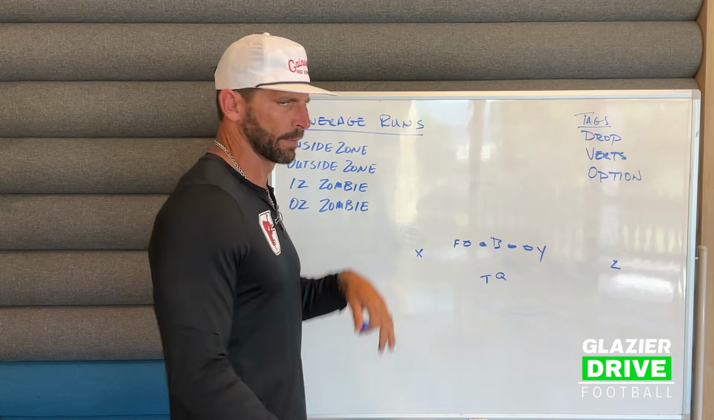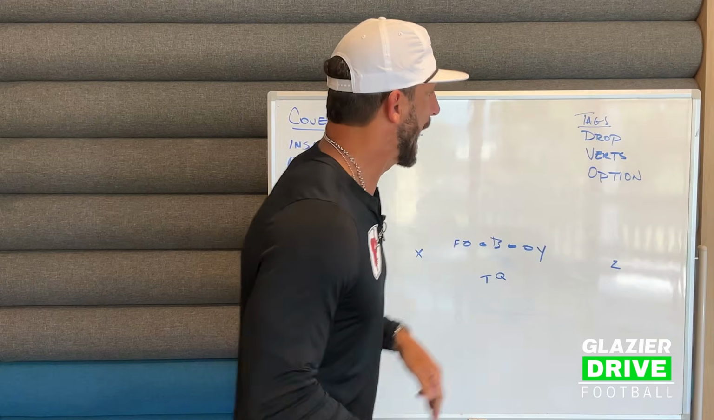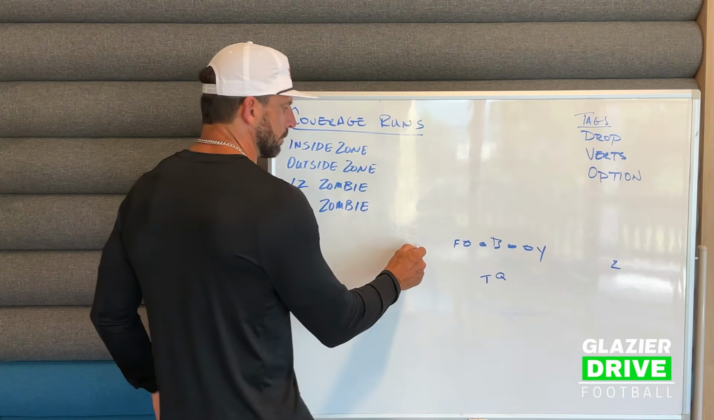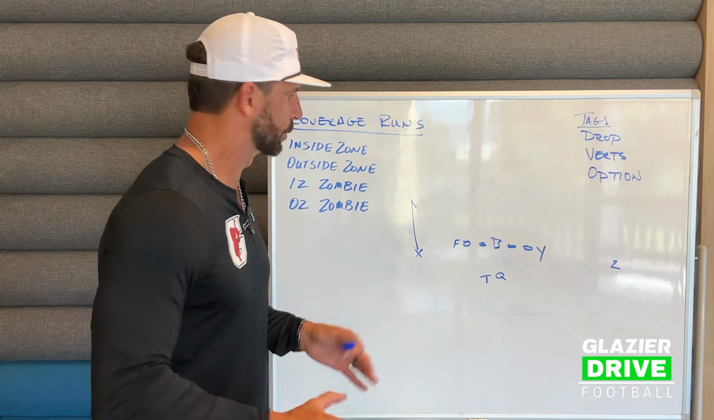Remember, when we talk about coverage runs, we're thinking pass first, run second. These are the tags we would add. So if we're running a drop, then we're in a 6-yard drop. We talked about that on the box runs to the boundary.